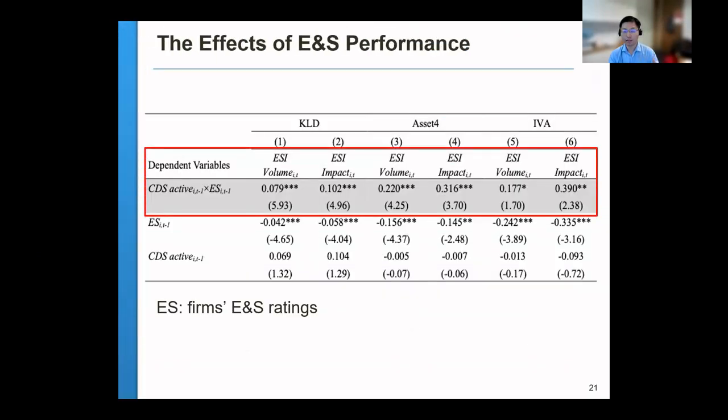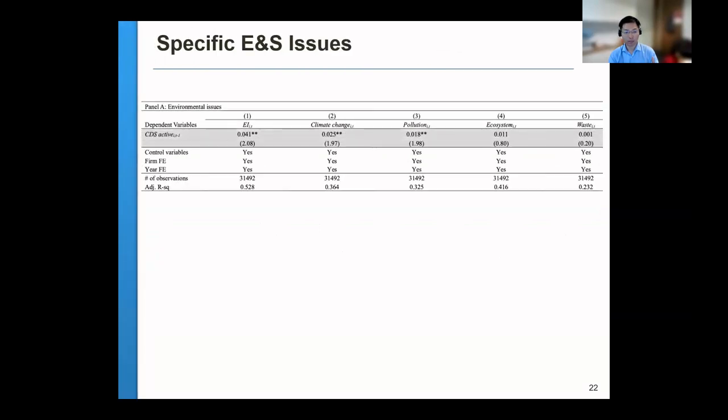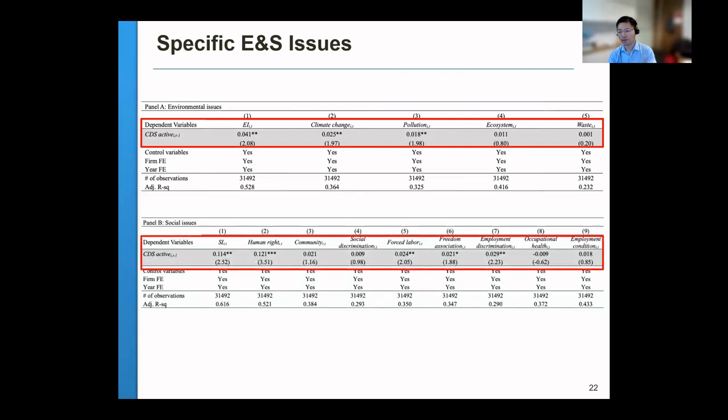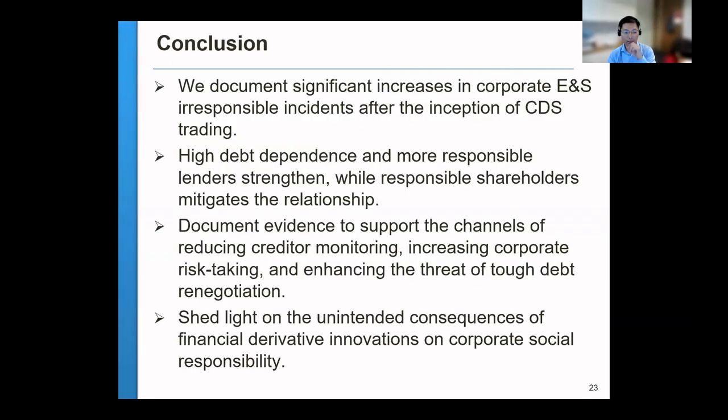Then we also look at the impacts of E and S. If the firm has good ES performance, we find that the CDS impact becomes much stronger. Then we break down the ES into different categories to see the impact of CDS on specific issues. Basically we found that CDS affects climate change, pollution, human rights, and also forced labor.